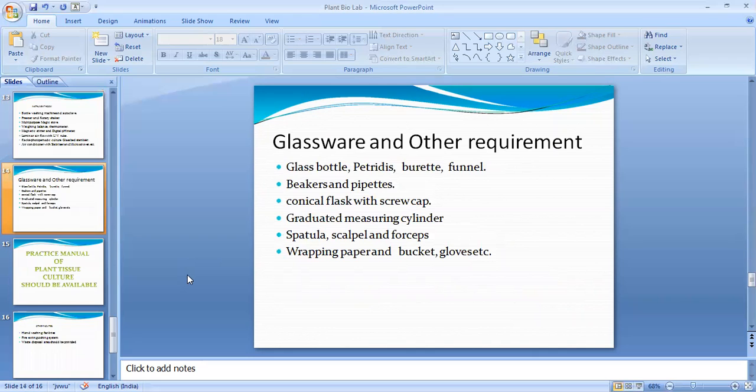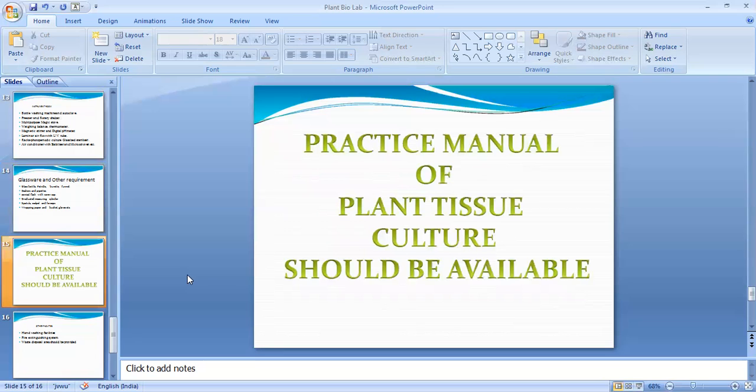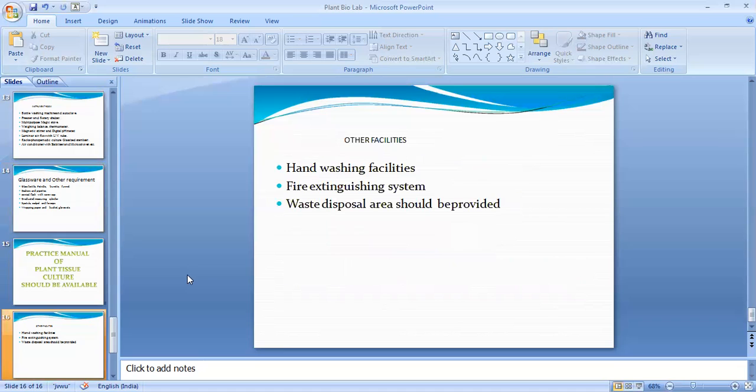Glasswares and other requirements: glass bottles, petri dish, burette, funnel, stand, pipettes, conical flask with screw cap, graduated measuring cylinder, spatula, scalpel and forceps, wrapping papers, bucket, gloves, etc. We need a practical manual of plant tissue culture to be available there. And among the other facilities, we need hand washing facilities, a fire extinguishing system, and a waste disposal area should be provided.